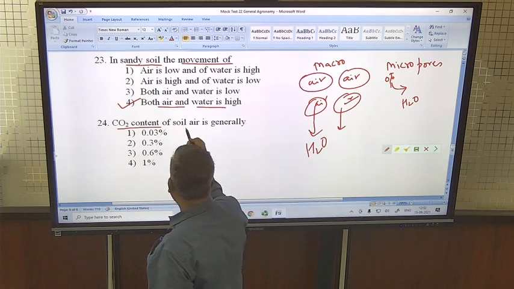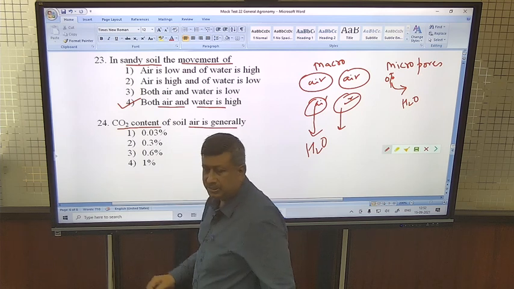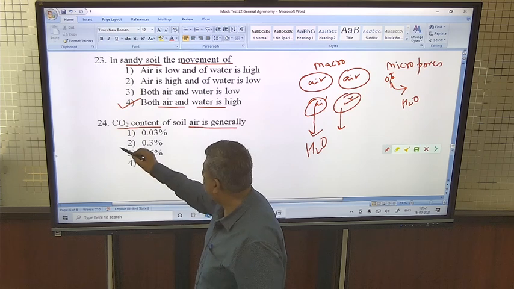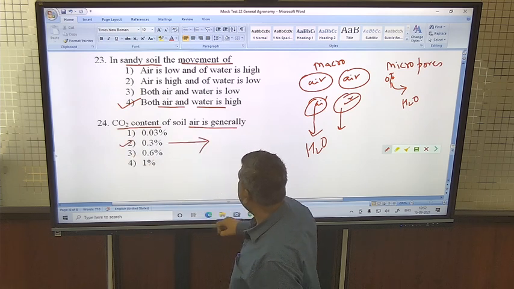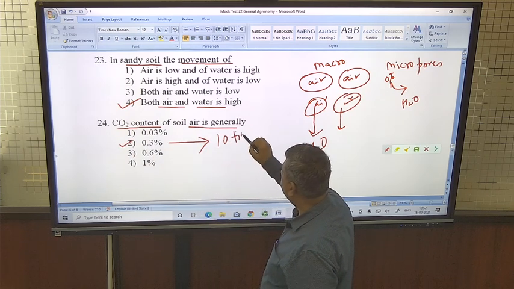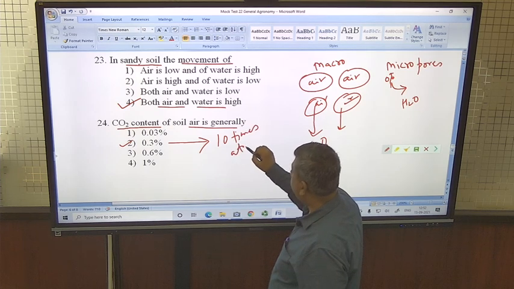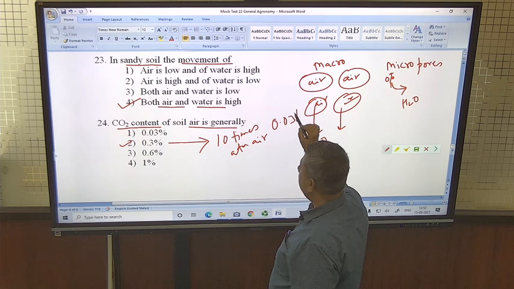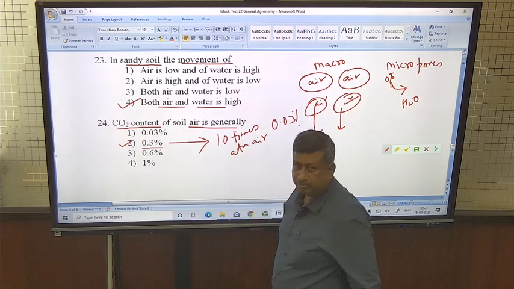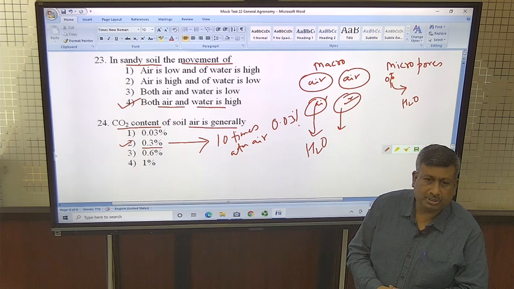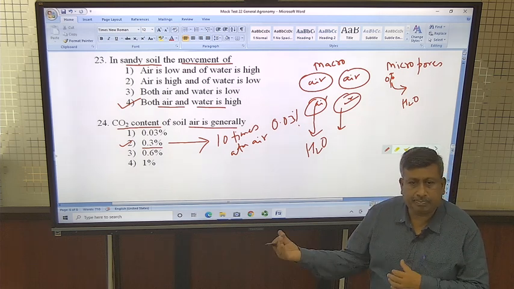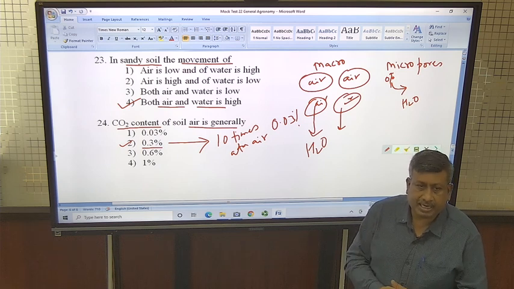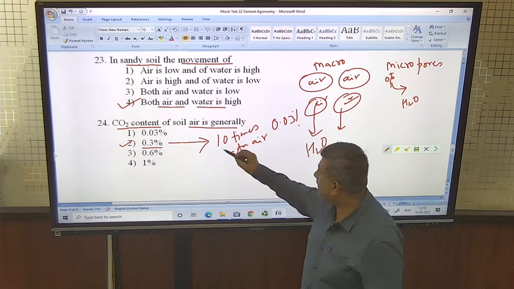The CO2 content of soil air is generally, this question is generally asked and has been asked in many examinations, 0.3%, and it is 10 times higher than atmospheric air. In the atmosphere it is 0.03% and here it is 0.3%. So, it may be asked: the CO2 concentration in soil air as compared to atmospheric air is how many times higher? 2 times, 10 times, 20 times, 100 times? So, it is 10 times.